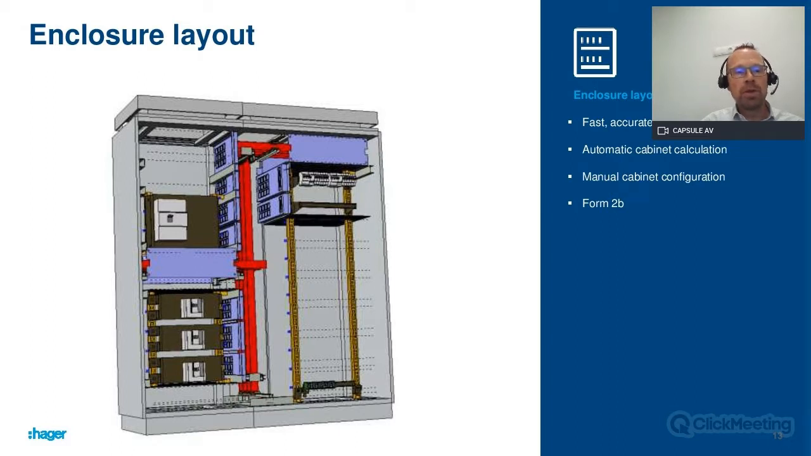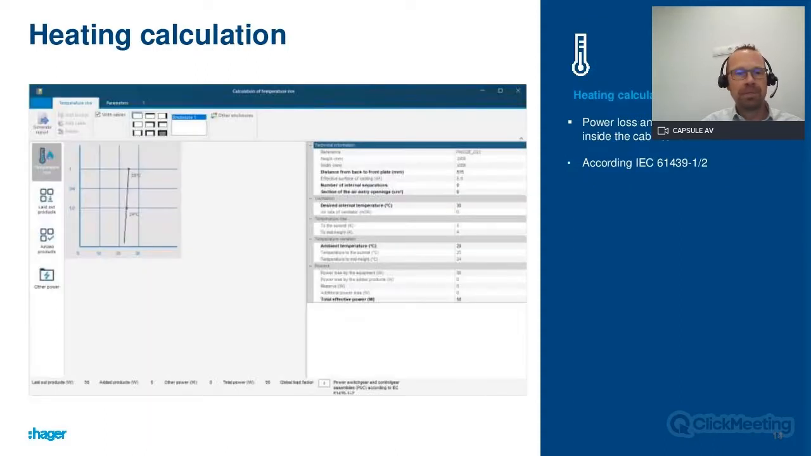The software will suggest something like this, and then after that, you will be able by yourself to move the breakers and so on, to add equipment kit in the enclosure. And we are also able to manage the form 2B, segregation form.